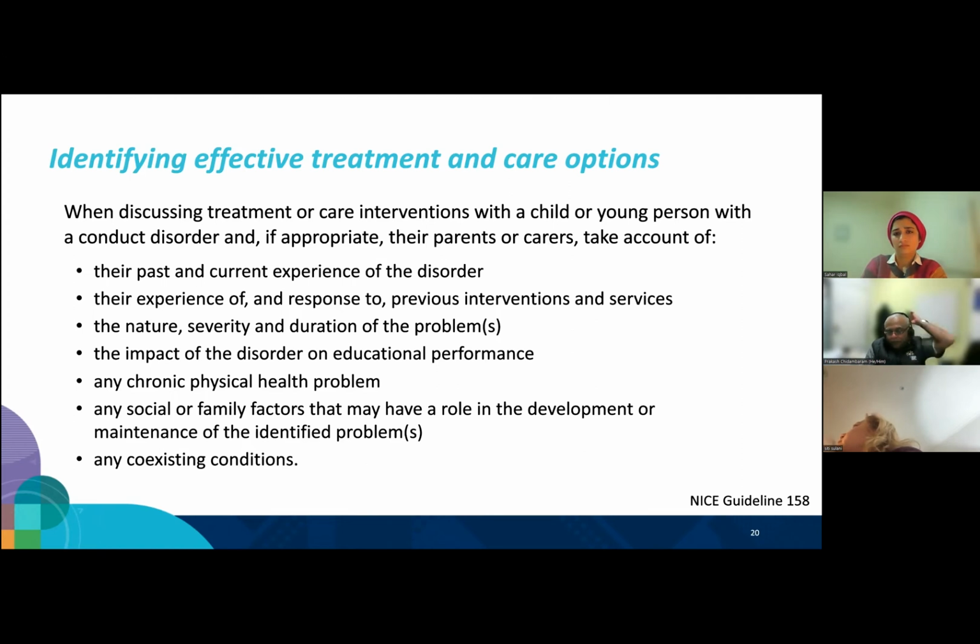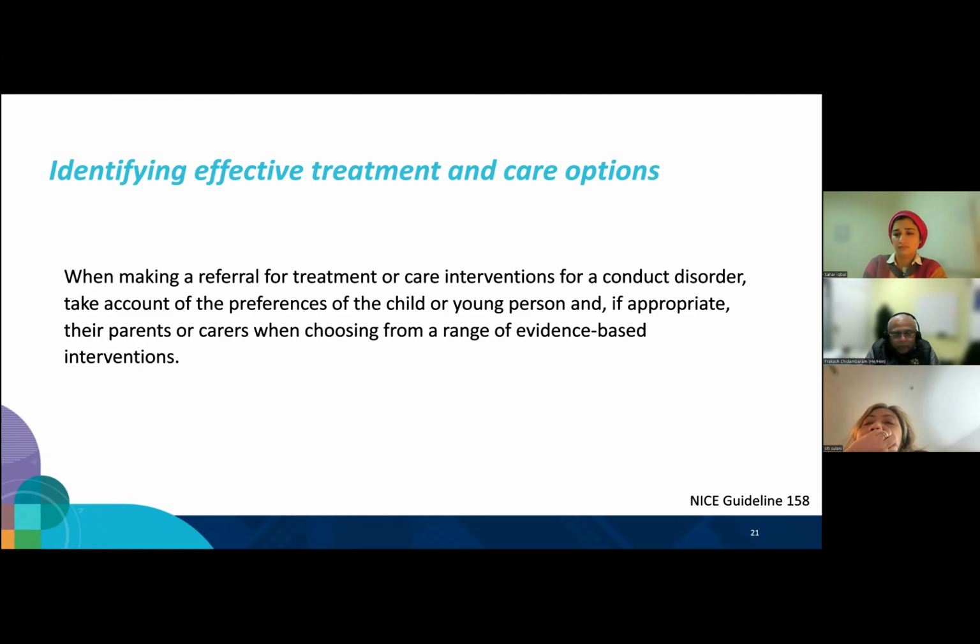When discussing treatment or care interventions, it would be really useful to discuss past experience with treatments, how their relationship with past therapists or psychologists has been, what sort of people they've engaged with better, what sort of people they've not engaged with as well, and what has been their response to receiving the therapy. Also, what has been the impact of the problems on their educational performance, chronic health issues, social and family factors, and any other coexisting conditions like mental health problems. They all need to be addressed as well.